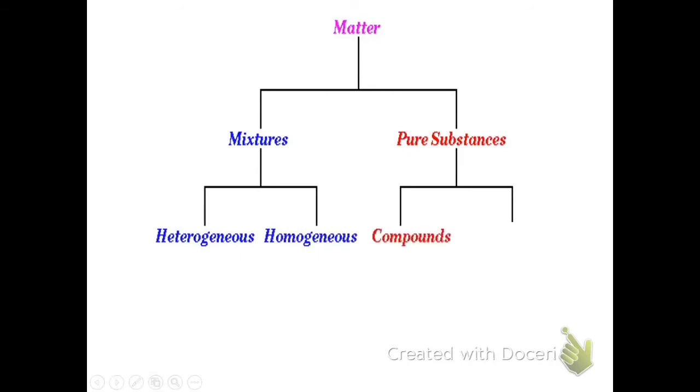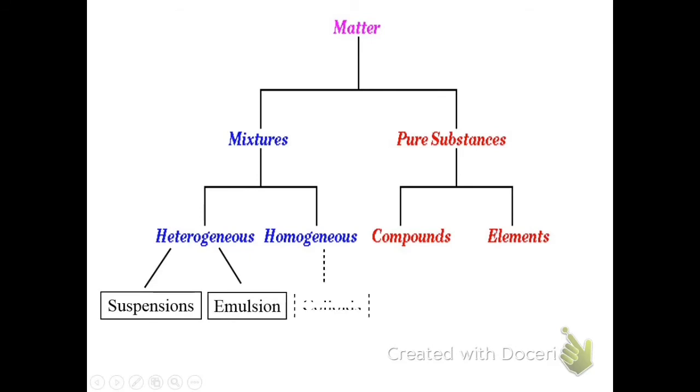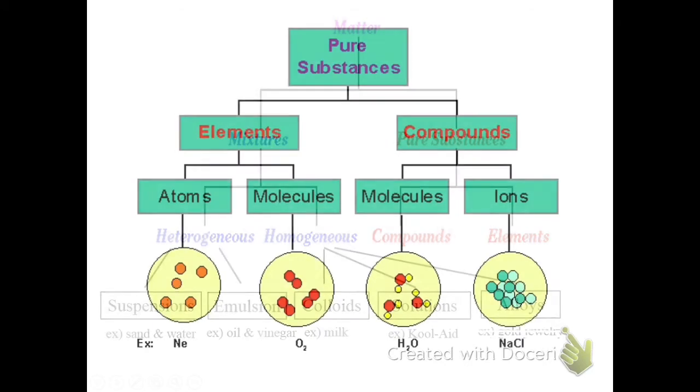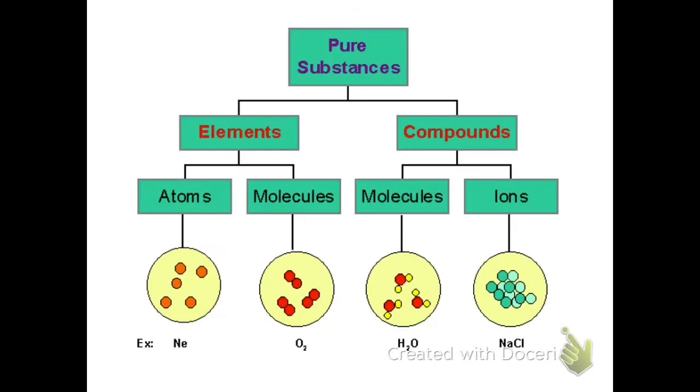And pure substances can be compounds made of multiple atoms linked together, or elements made of just one type of atom. There are some different categories within those that you'll want to know as well. And then here's some examples. Here's just one last sort of example of looking at the different elements, compounds, pure substances.